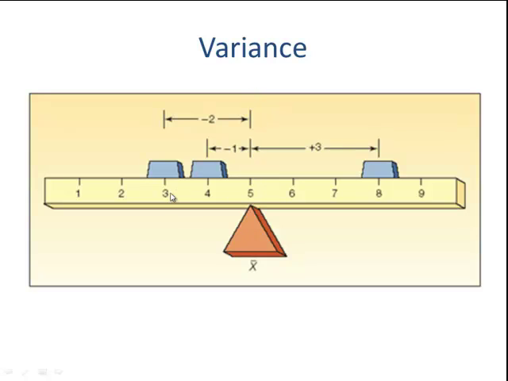How far is 3 away from 5? So if we take 3 minus 5, we end up with a negative 2. So this is minus 2 deviations away from the mean.